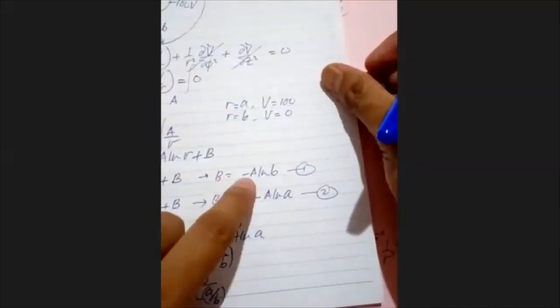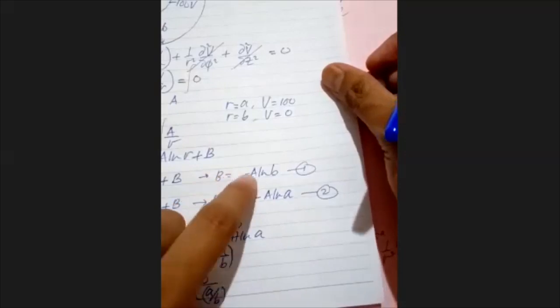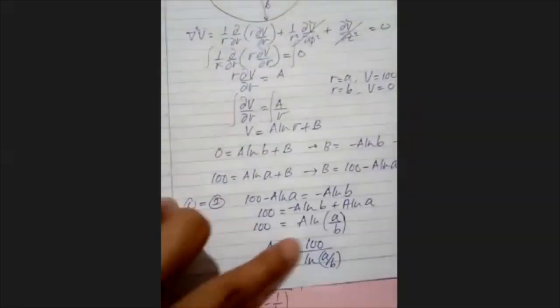So the b can be obtained using either the first or second equation. Let's say I want to take the b from here. b is equal to minus a ln b. Okay? b equal to minus a ln b. So what about a? a is obtained previously. That's your a value, 100 over ln a over b.